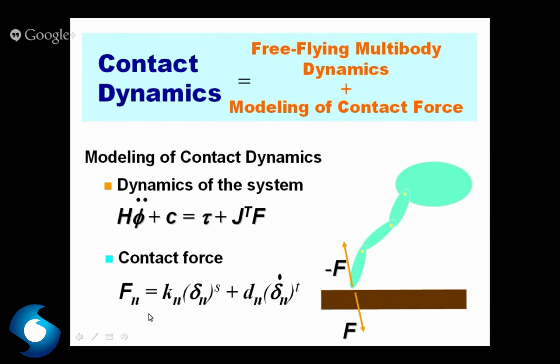So then the question is how to model the contact force. This is a very general form. Usually we need to evaluate the depth of the penetration, which is usually very, very small at the point of contact, and its time derivative. And if we put 1 and 1 here, this becomes a simple linear spring and dashpot model.